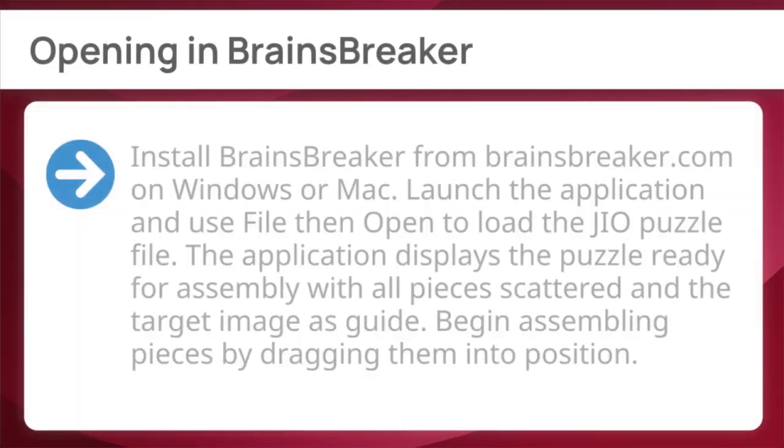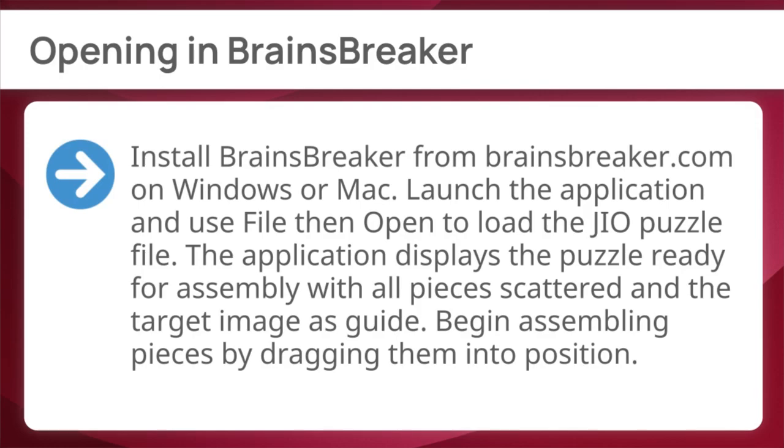First, opening in BrainsBreaker. Install BrainsBreaker from brainsbreaker.com on Windows or Mac. Launch the application and use File then Open to load the JIO puzzle file. The application displays the puzzle ready for assembly with all pieces scattered and the target image as guide. Begin assembling pieces by dragging them into position.